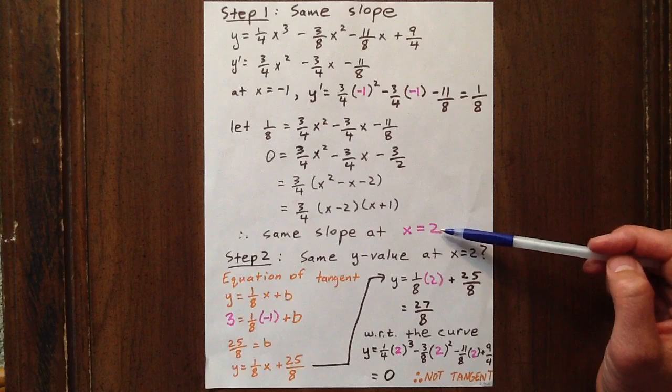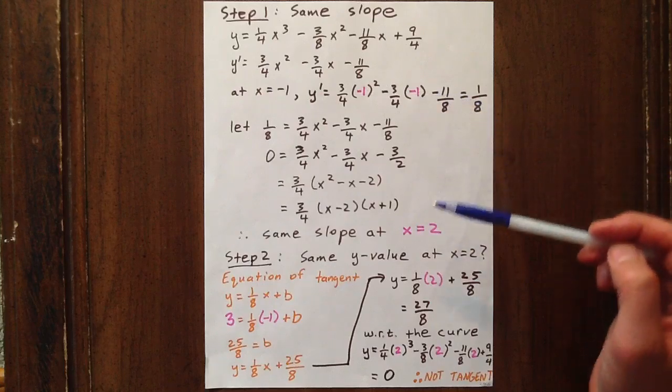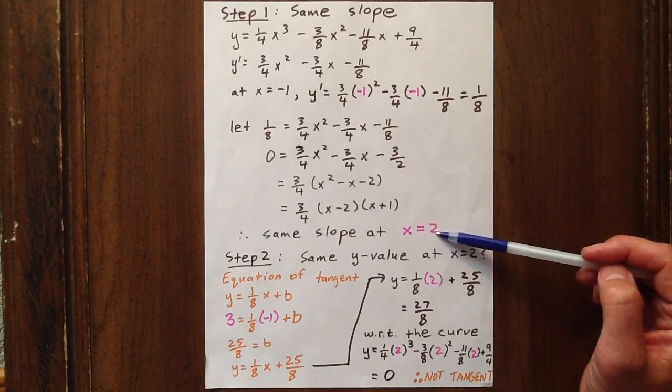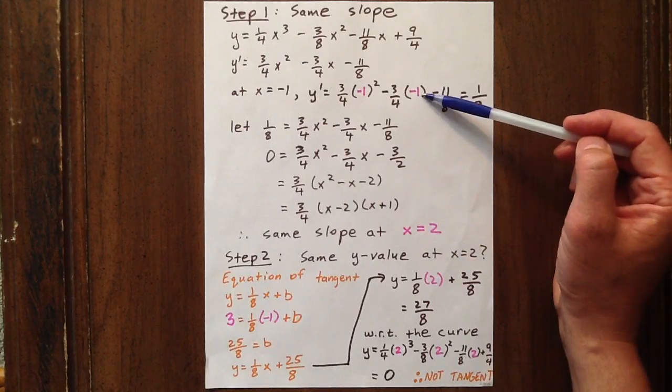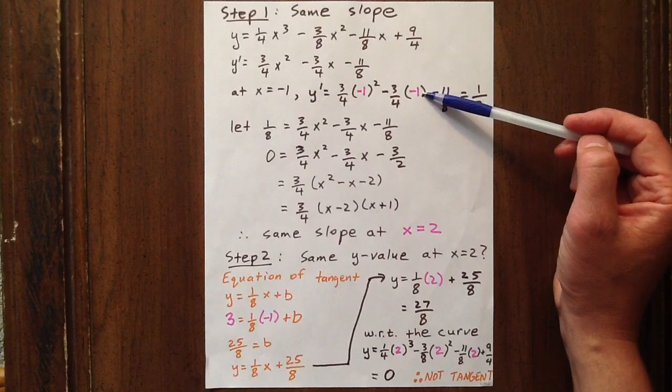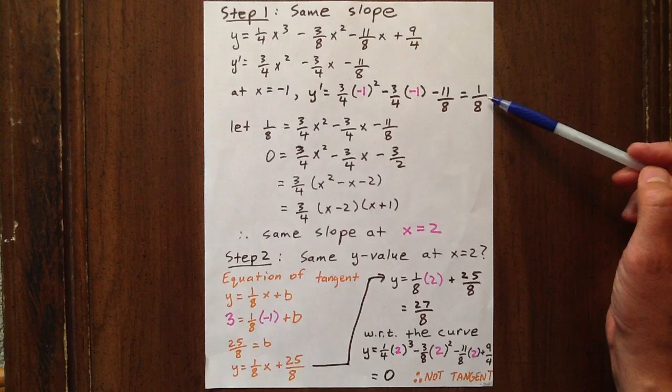Alright, now what we want to do is figure out whether the tangent line at x equals -1 is the same tangent line at x equals 2. What we can do is figure out what the equation of the tangent line at x equals -1 is. Well, at x equals -1, y equals 3. That's given in the question. (-1, 3) is a point on the curve. And we know the slope to be 1/8.